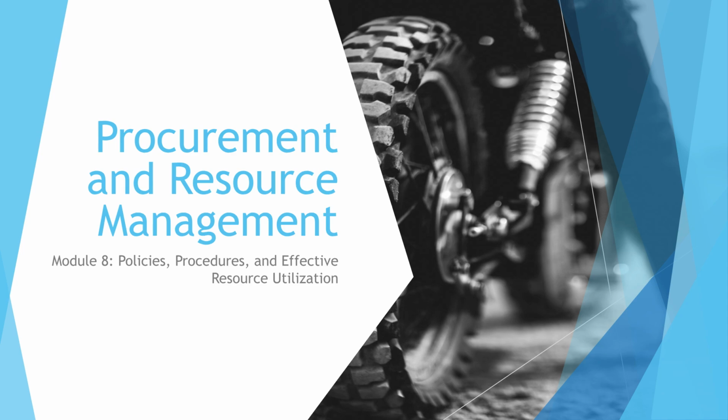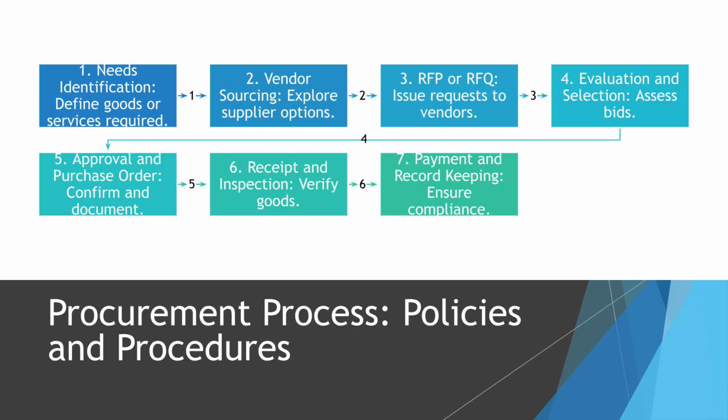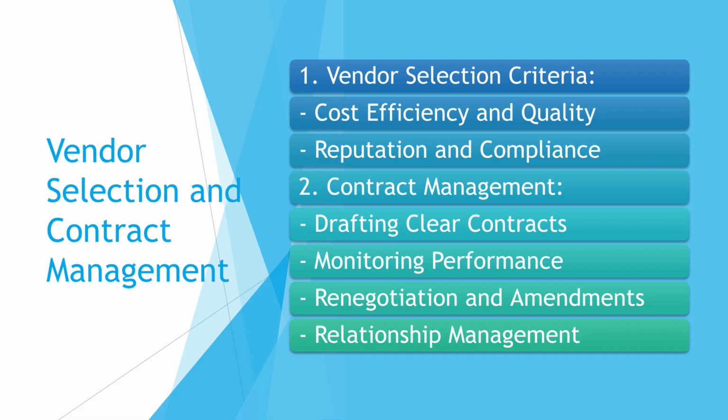Welcome to Module 8, Policies, Procedures, and Effective Resource Utilization, focusing on procurement and resource management. The procurement process involves 7 key steps: needs identification, vendor sourcing, issuing RFPs or RFQs, evaluation and selection, approval and purchase orders, receipt and inspection, and finally, payment and record keeping. Vendor selection is based on cost efficiency, quality, reputation, and compliance.